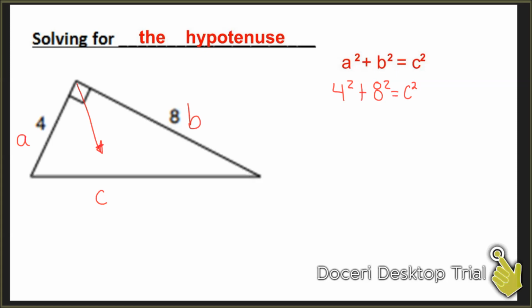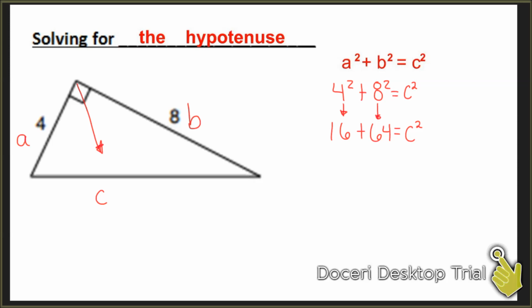So we're going to actually square them. Our first step is to do 4 squared. Remember, we talked about this before. That's 4 times 4. Everybody help me out. What is 4 times 4? So I have 16 plus, and again, we're going to square 8. Everybody help me out. What's 8 times 8? And that gives us 64. And again, that's going to equal c squared.